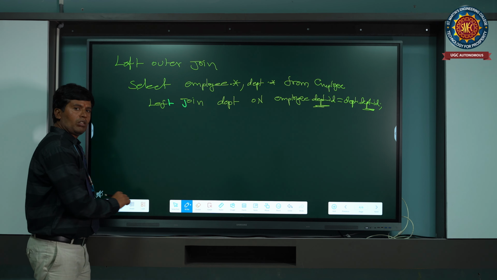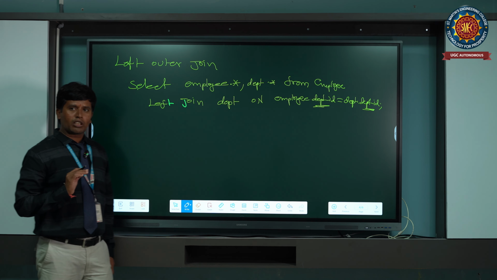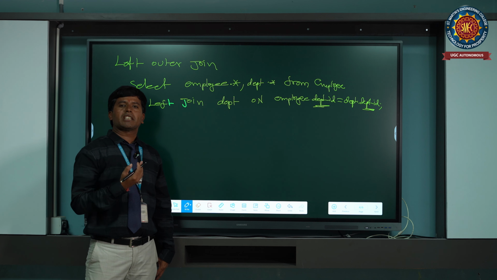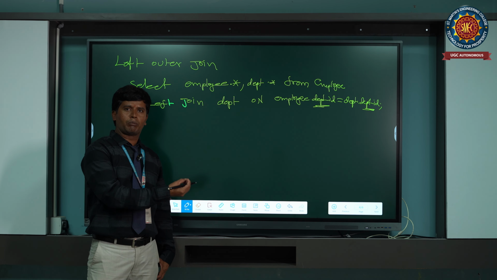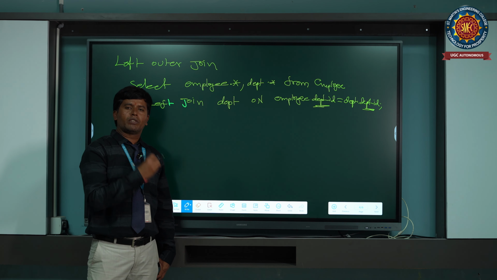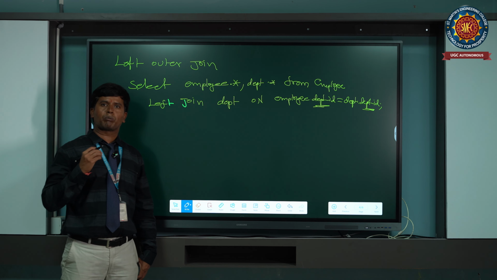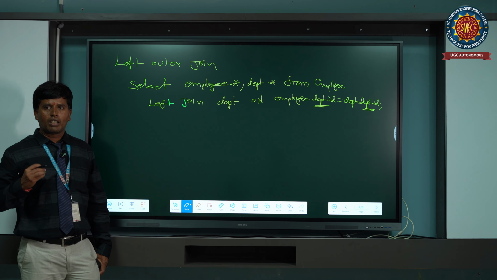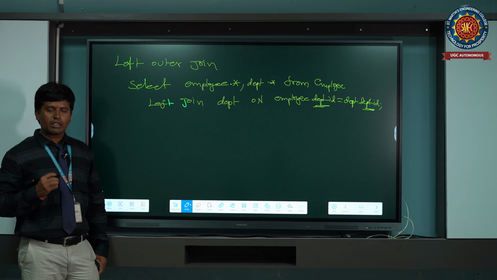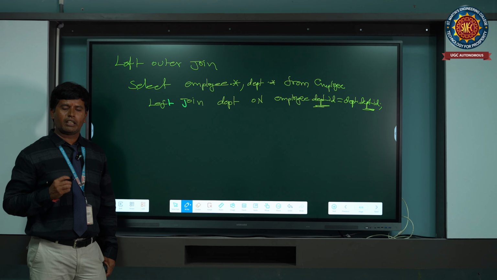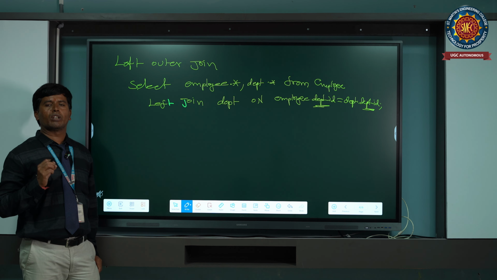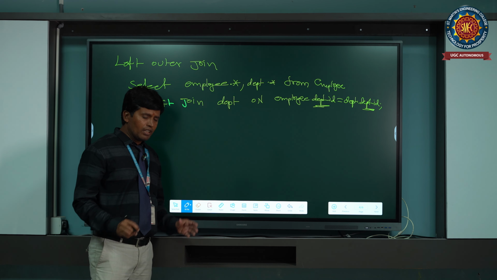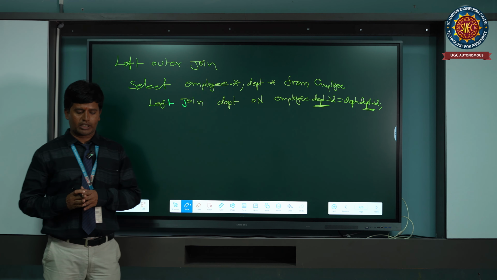Similarly, we have right outer join. In right outer join, I want, along with matching records, the entire record with respect to department numbers existing in the right side table, even though there is no employee in the employee table. I want that record also. At that time we use the right outer join. That is the left outer join and right outer join.